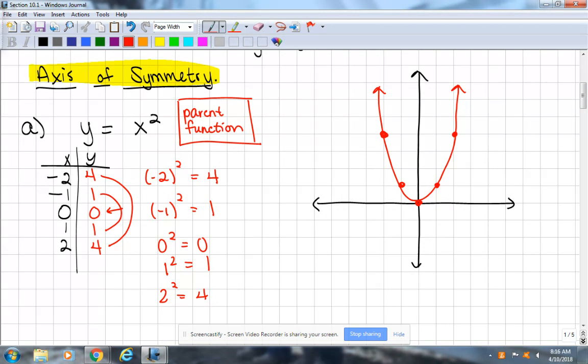So that is the parent quadratic function. It's the most basic quadratic parabola that we're going to see, y equals x squared. All other parabolas have similarities to this parabola. They're going to be similar. They're going to have an axis of symmetry, the vertex, and all that good stuff. They're going to make a U shape.